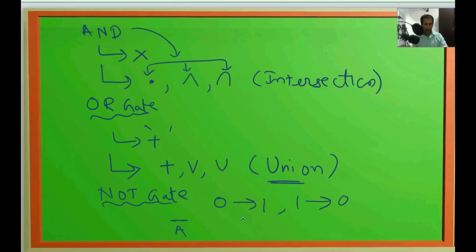If we want to go by the hierarchy among the operations, then parenthesis first, then AND, and then the OR gate. This is the flow, the order of precedence.